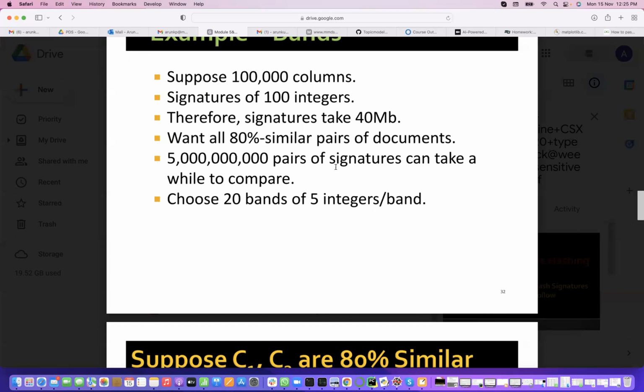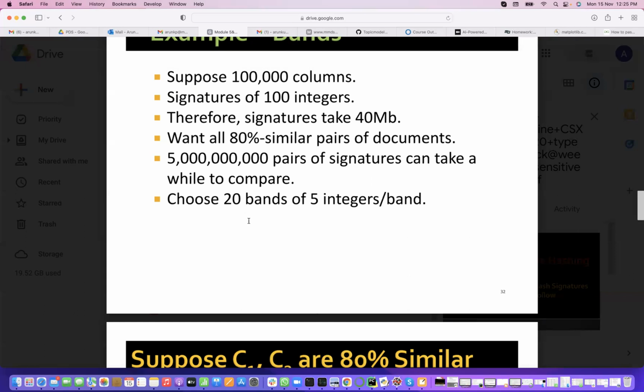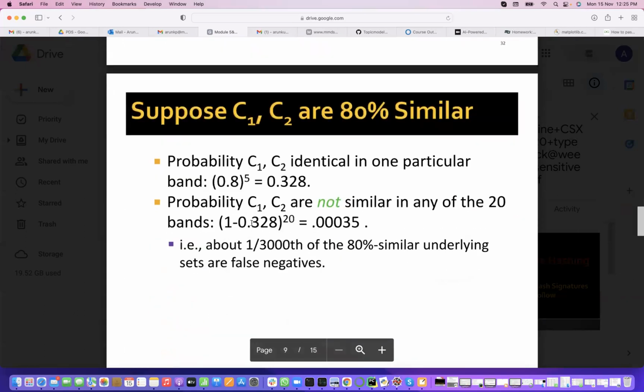And then pairs of signatures can take a while to compare. Now, how much will this become? This is 5 lakhs, a huge number, right? Choose 20 bands of 5 integers. So how many signature rows do you have? 100, right? Signature of 100 integers. So they want 20 bands of size 5. Then you'll get 20 bands of size 5.